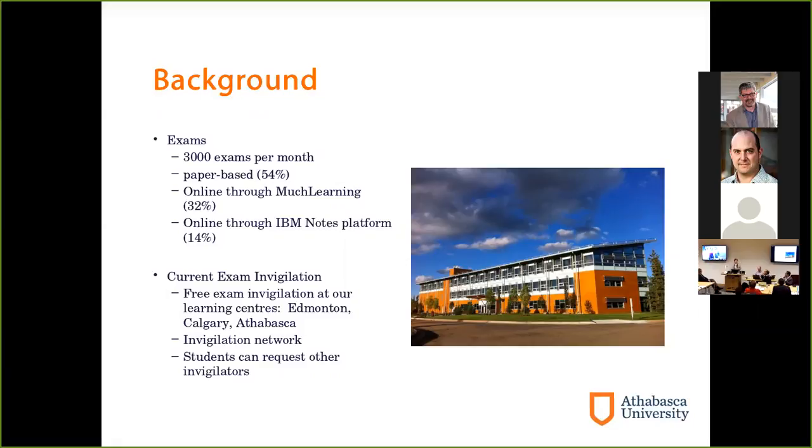However, they do have to pay for invigilators throughout the invigilation network at colleges or universities or schools in other provinces or countries. Students can identify, if they're in small communities, they can identify invigilators according to a set of criteria. And they do that if they're in a small community with other higher education.